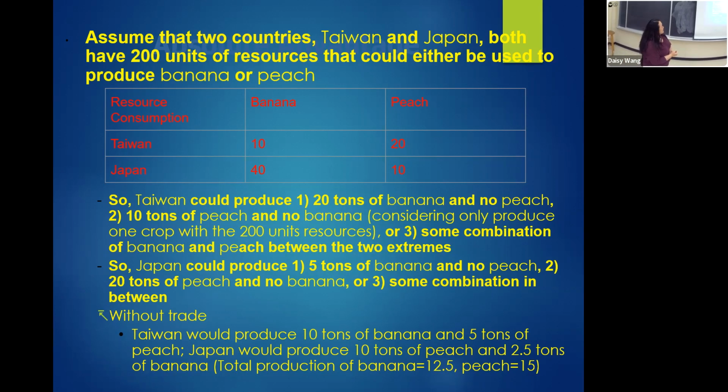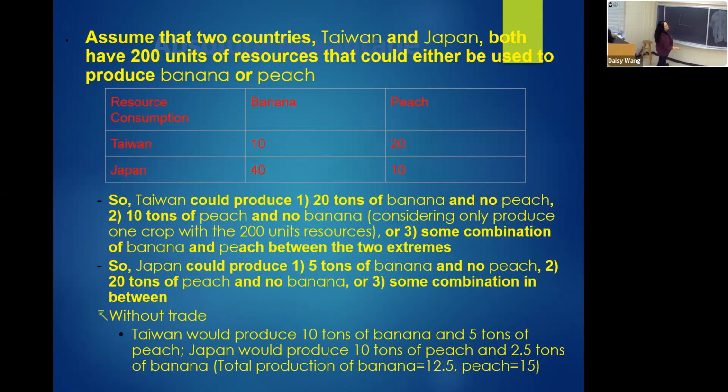So when they do that, Taiwan can actually produce 20 tons of banana, no peach, or 10 tons of peach, no banana, because we all have 200 units of resources, okay? And then Japan can grow 5 tons of banana, no peach, or 20 tons of peach, no banana, or any combinations in between.